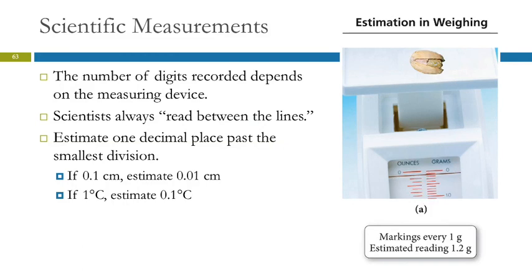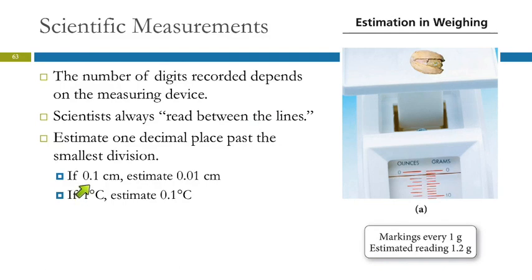Okay? Yes? And that would just be to the 10th place, or is that just with this? It is for this instrument that we go to the 10th place. And so that's why I give you this statement here. Estimate 1 decimal place past the smallest division. So you look at the device and you say, well, what does the smallest actual line represent? Is it 1? Is it 0.1?